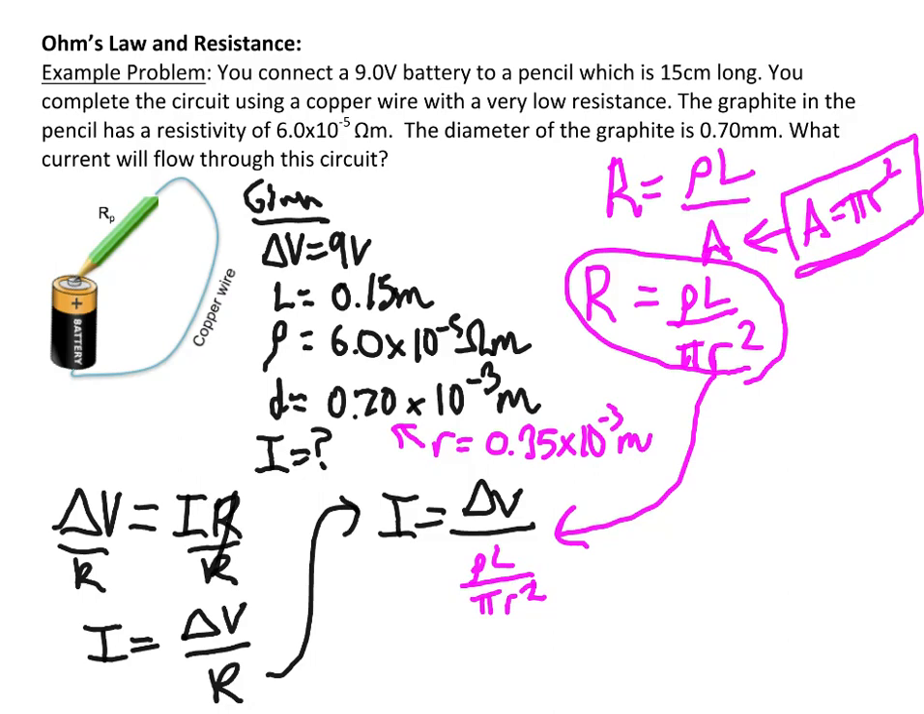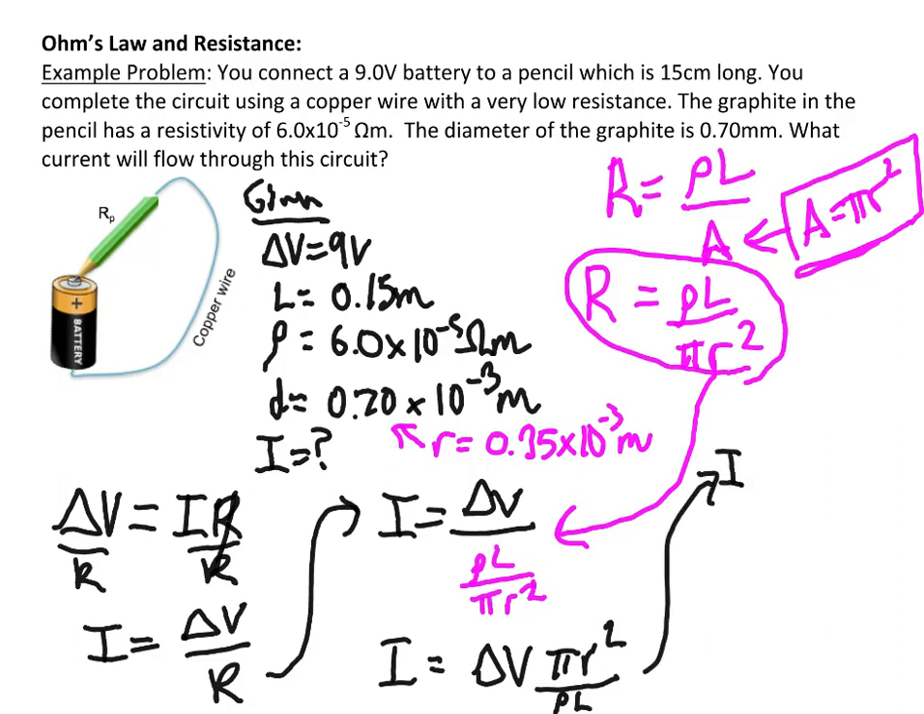What that gives me though is something kind of ugly, right? It's like a fraction over a fraction. That's not very nice. It would look prettier if I do this. So if I write the delta V first on top, and then I'm going to multiply by the reciprocal of this fraction. So that puts a pi R squared on top and puts the rho L on the bottom. And so that gives us our nice equation for current.